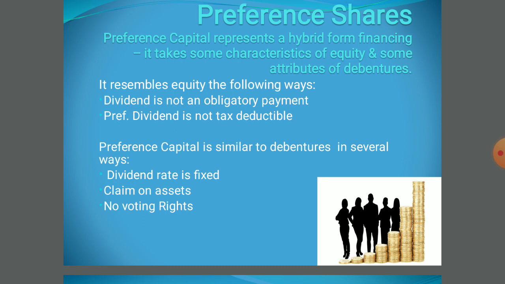Second thing, they can claim on the assets. For example, at the time of liquidation, or if the company is not able to redeem the principal amount back, preference shareholders can claim on any asset and they can recover their principal amount back. And third point, which is similar to debentures, is they don't carry any voting right as in case of equity shareholders. And that is why preference shares are known as a hybrid form of financing.